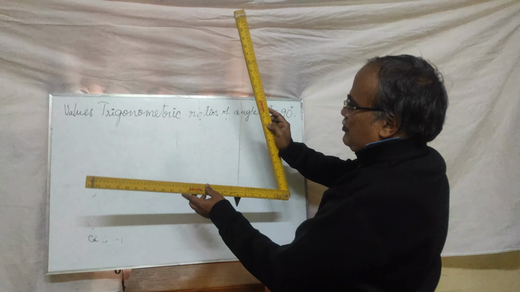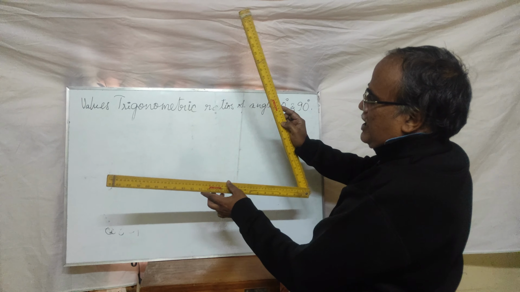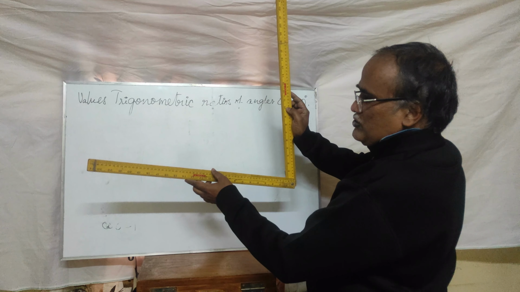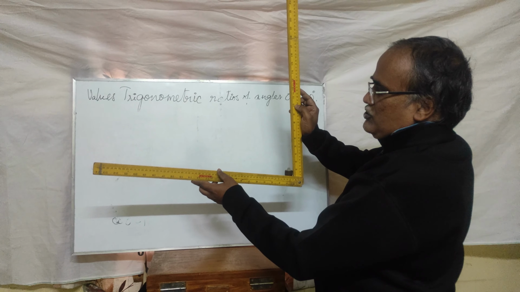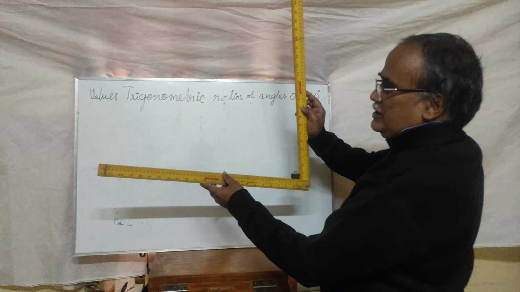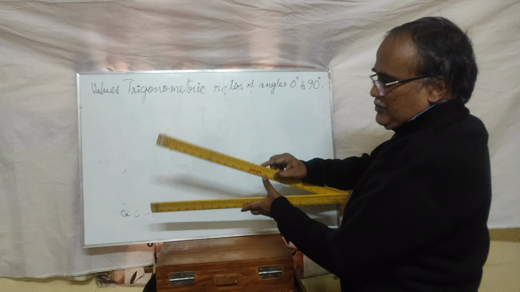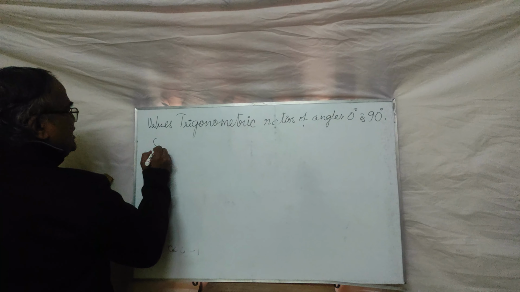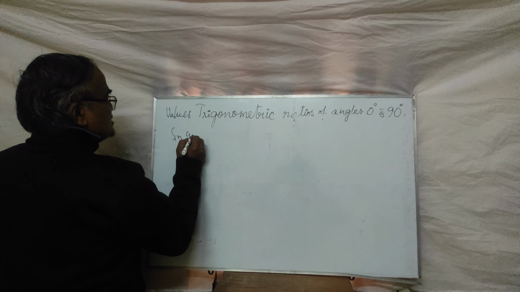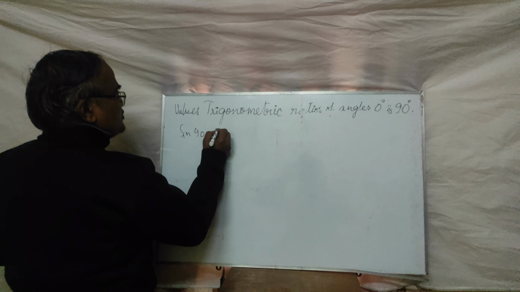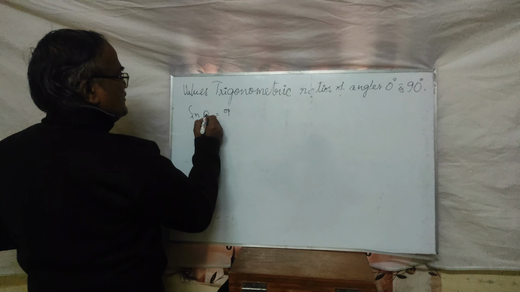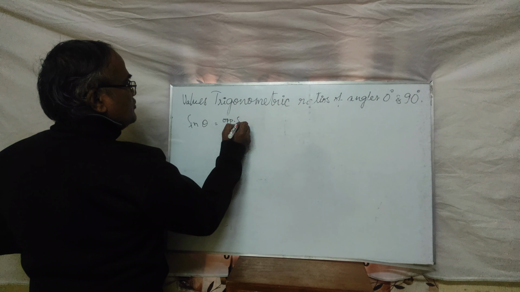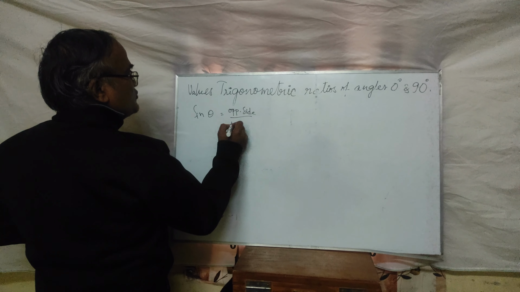That means hypotenuse and the opposite side, or hypotenuse and the perpendicular, both are coinciding with each other. As they are coinciding, that means they are equal. They are equal means, if I write sin 90 degrees, what do you write? For example, the definition for sin theta: sin theta is equal to opposite side upon hypotenuse.